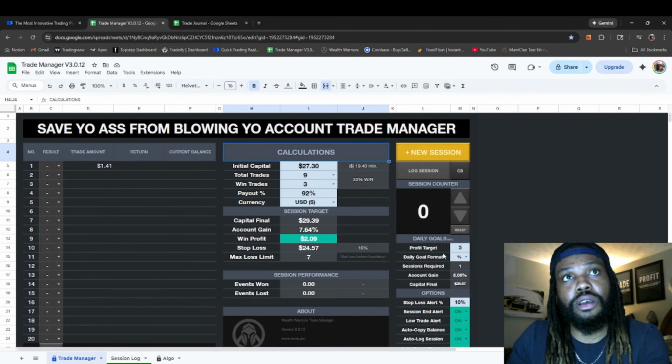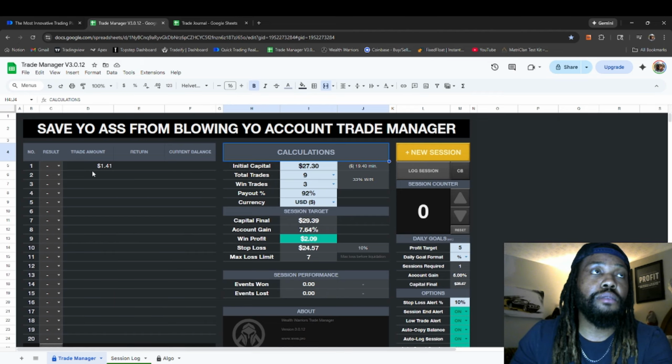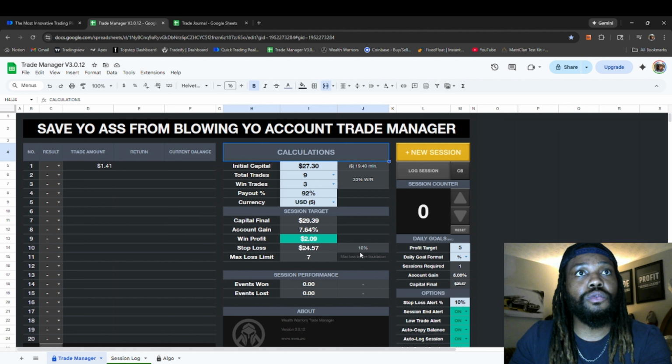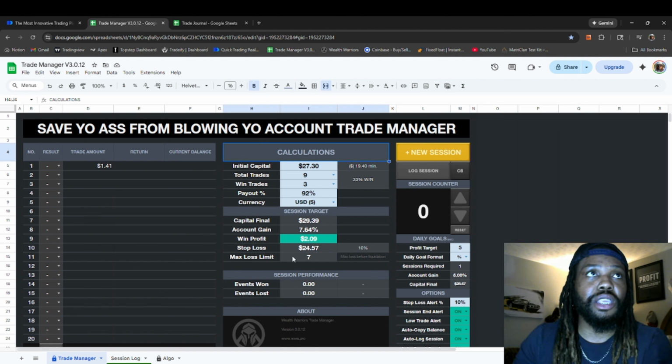So right here, I got my profit target, 5%. I can acquire that in 1 session. And then I got my stop loss. That's the important part. Stop loss is set at 10%. So it's going to tell me trade amounts to take, and it's going to tell me when I hit my stop loss. So it's no thinking. It does all the thinking for you.